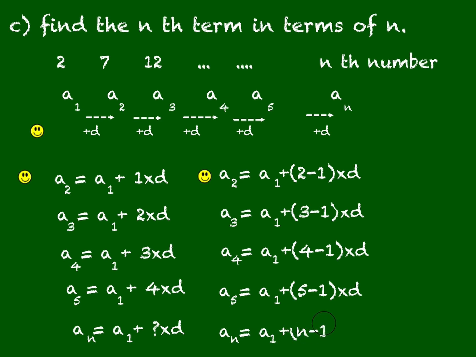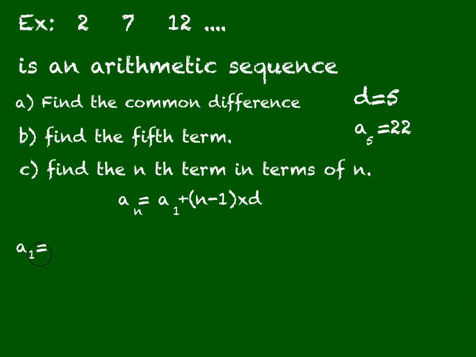an equals a1 plus n minus 1 times the common difference. Now that we've determined the general term for any arithmetic sequence, we can apply it to our example by simply substituting the first term and the common difference into the equation.